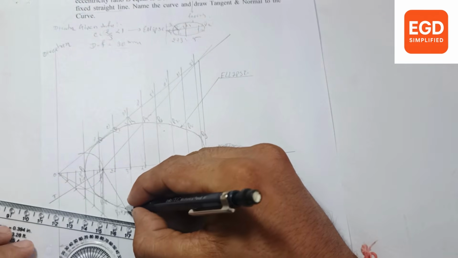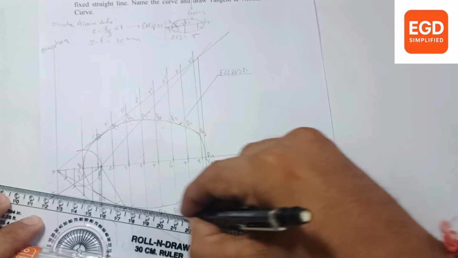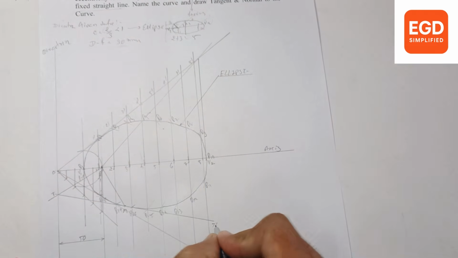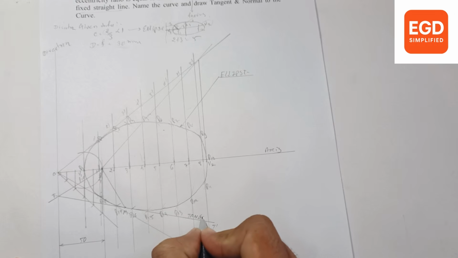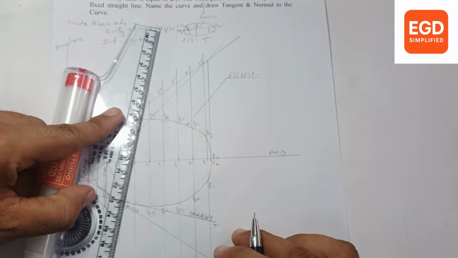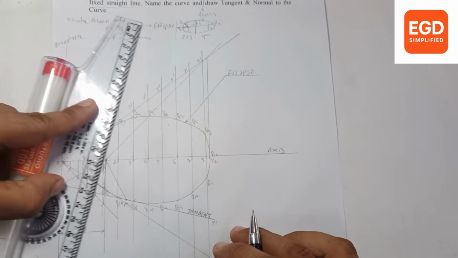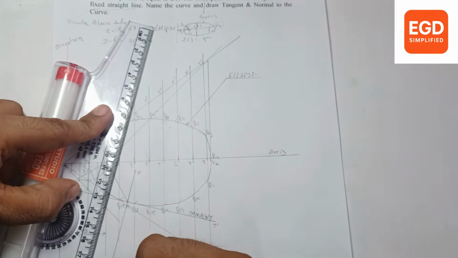Now from T and M, draw a line and name it TT dash, that is your tangent. The perpendicular line will give us NN dash, that is the normal.